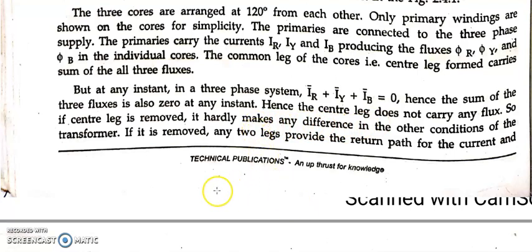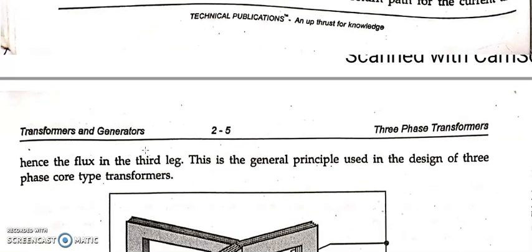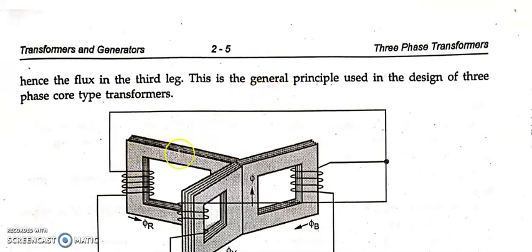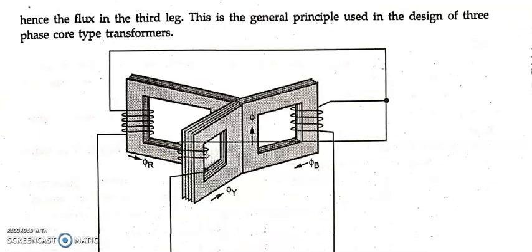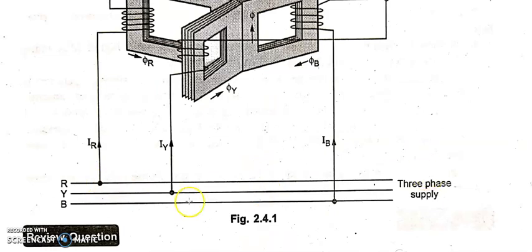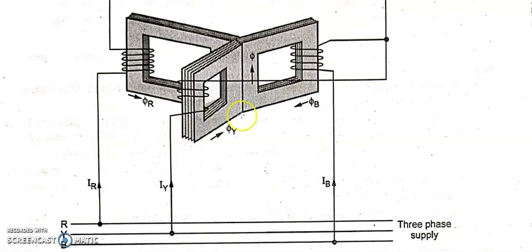Even if the central leg is removed, it hardly makes any difference to the working condition of the transformer, but still for rigidness as well as for the sake of construction, we need to keep it. So the general principle, like I told you, is the same as that of a single phase transformer; it again follows Faraday's law of electromagnetic induction. This is a 3 phase supply giving IR, IY, IB.